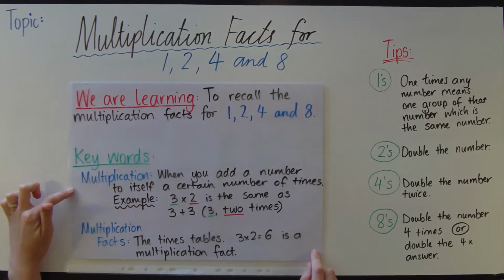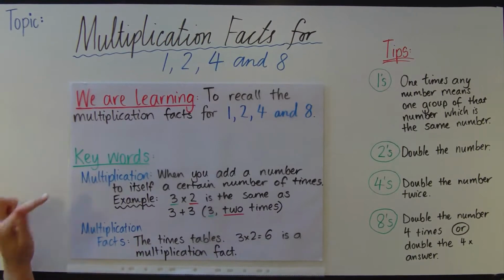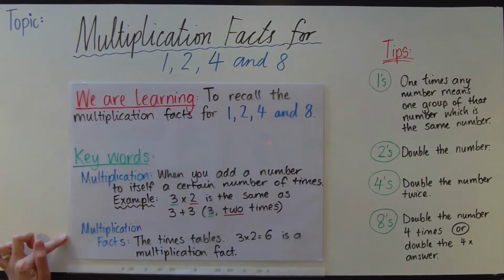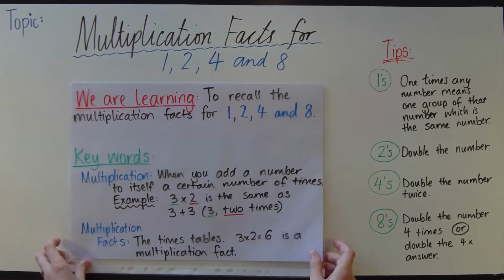Multiplication is when you add a number to itself a certain number of times. So 3 times 2 is the same as 3 plus 3. You're just adding 3 with itself 2 times. And multiplication facts, just to revise, are just the times tables. So 3 times 2 equals 6 is a multiplication fact.